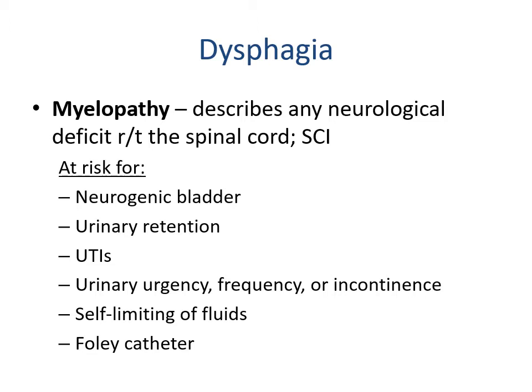So other things to be aware of: myelopathy describes any neurological deficit related to the spinal cord, for example, a spinal cord injury. These patients are at risk for neurogenic bladder, urinary retention, UTIs, and then urinary urgency, frequency, or incontinence.